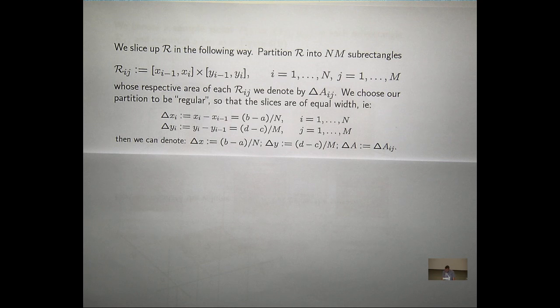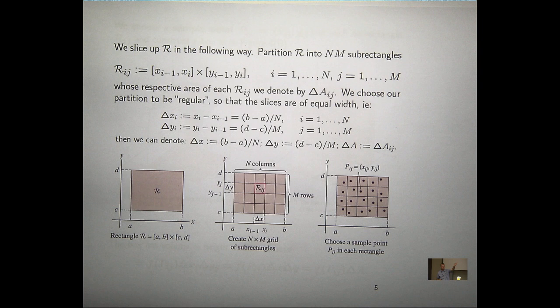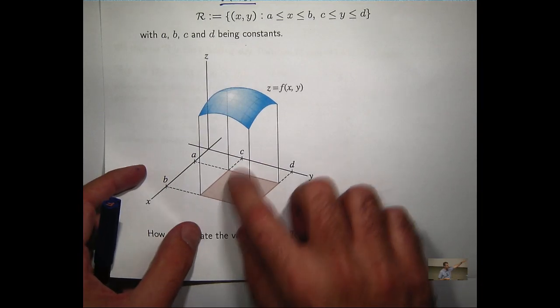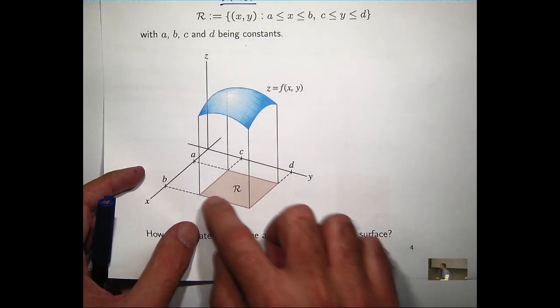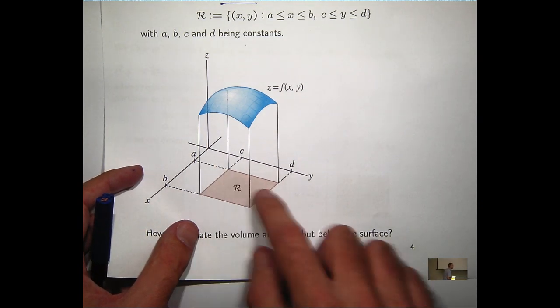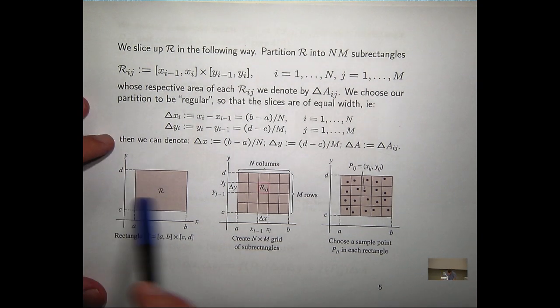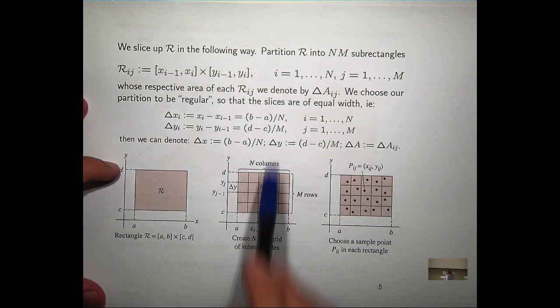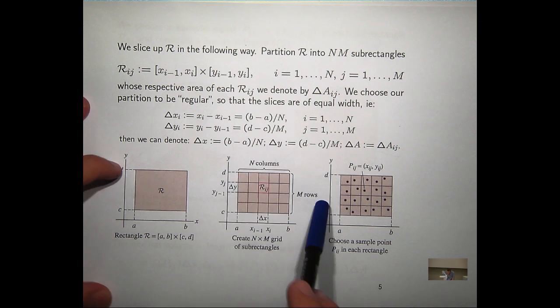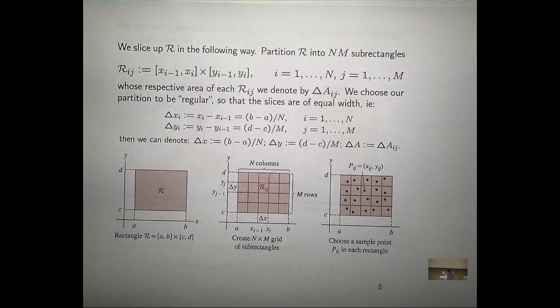Let's just see how we can approximate the volume. What we're going to do is slice up this rectangle just by cutting it parallel to the axes. So imagine now this is the rectangle just drawn in the xy plane. You slice it vertically, you slice it horizontally, and you form lots of little sub-rectangles.